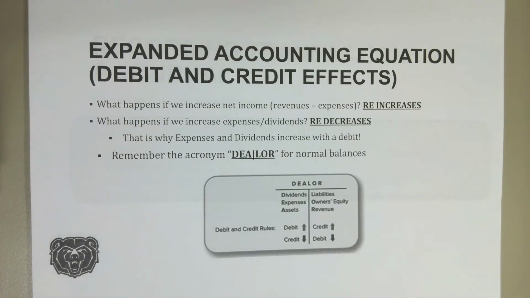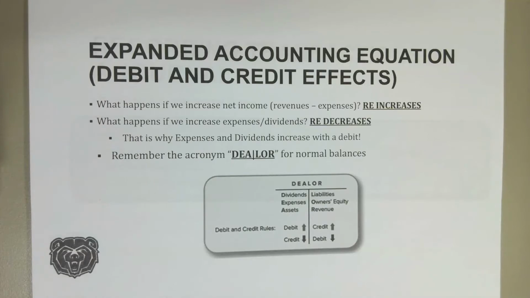But what you can do is ask yourself, what happens if we increase net income? Well, retained earnings increases, right? More net income means we get to keep more of it. What happens if we increase expenses or dividends? Well, retained earnings decreases because expenses decrease net income. If we decrease net income, we get to keep less as retained earnings. And dividends just directly reduce our retained earnings, right? So those are the impacts that we have on retained earnings. So this is why expenses and dividends increase with a debit and not with a credit, because they do the opposite thing of everything else on that side of the equation, right?